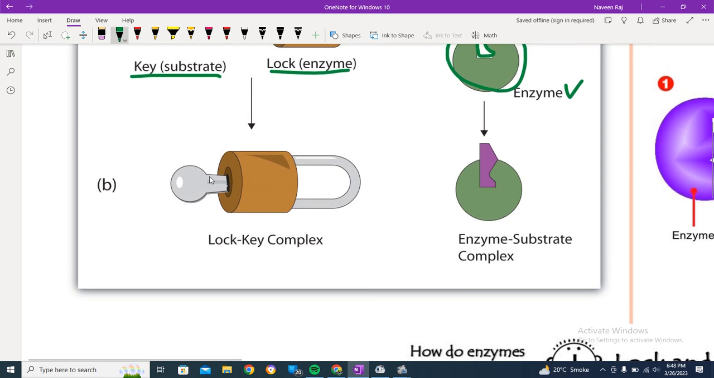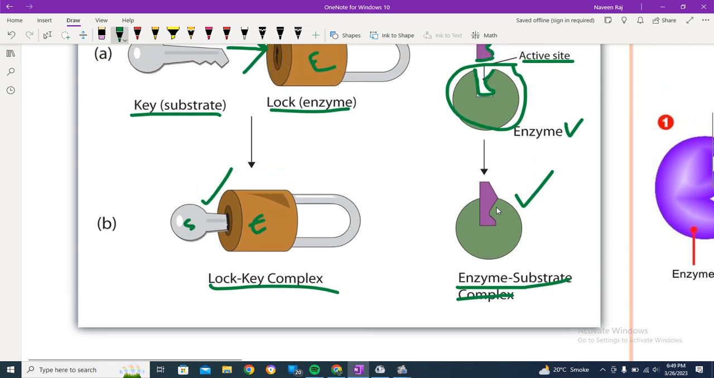As you can see, the key is fit, and the lock and key complex is formed, both lock and key are here. In a similar way, we have this one attached, and what is formed is the enzyme substrate complex. This is the term for the junction of the enzyme and the substrate. This is also asked in MCQs: what is the enzyme substrate complex? It is the stage at which the enzyme is attached to the substrate.